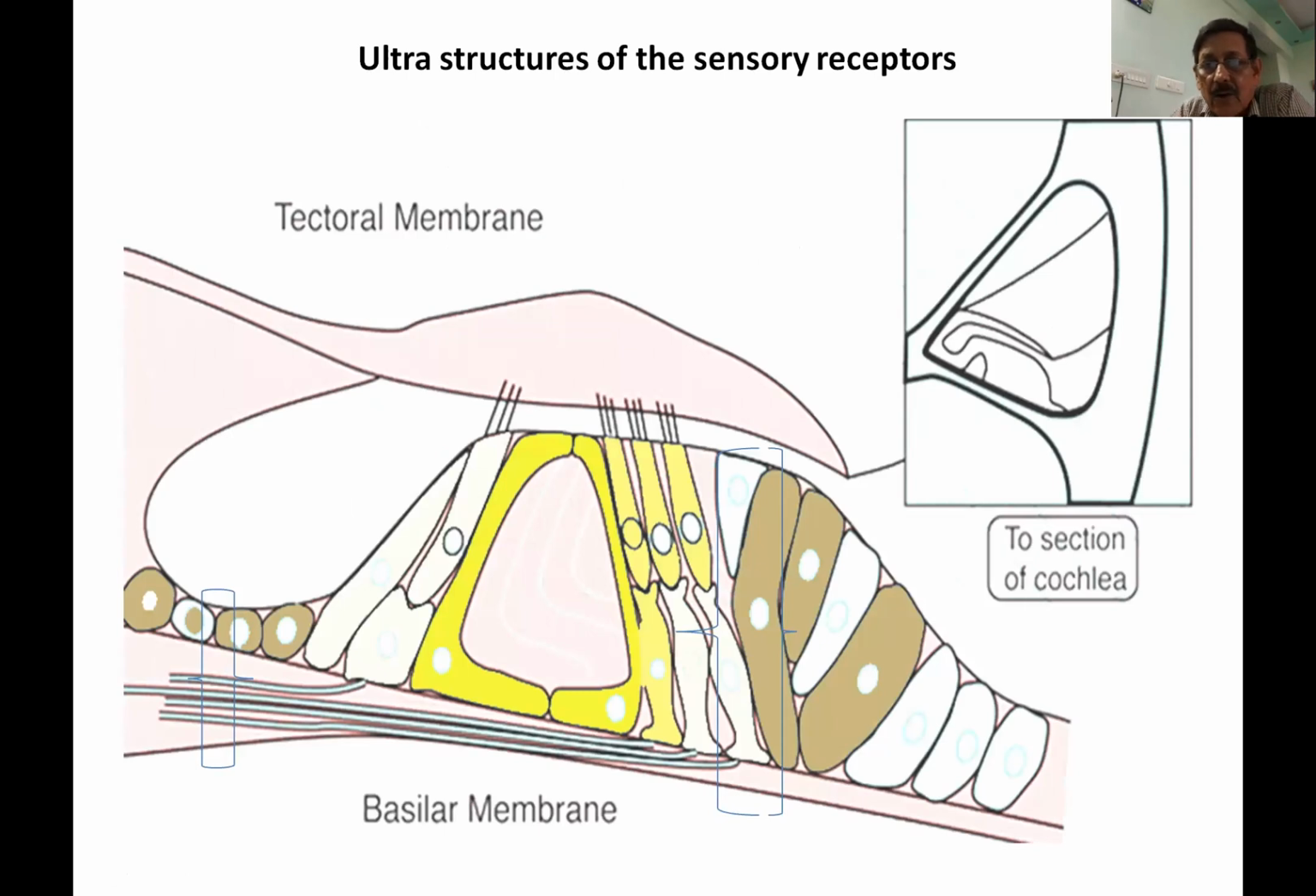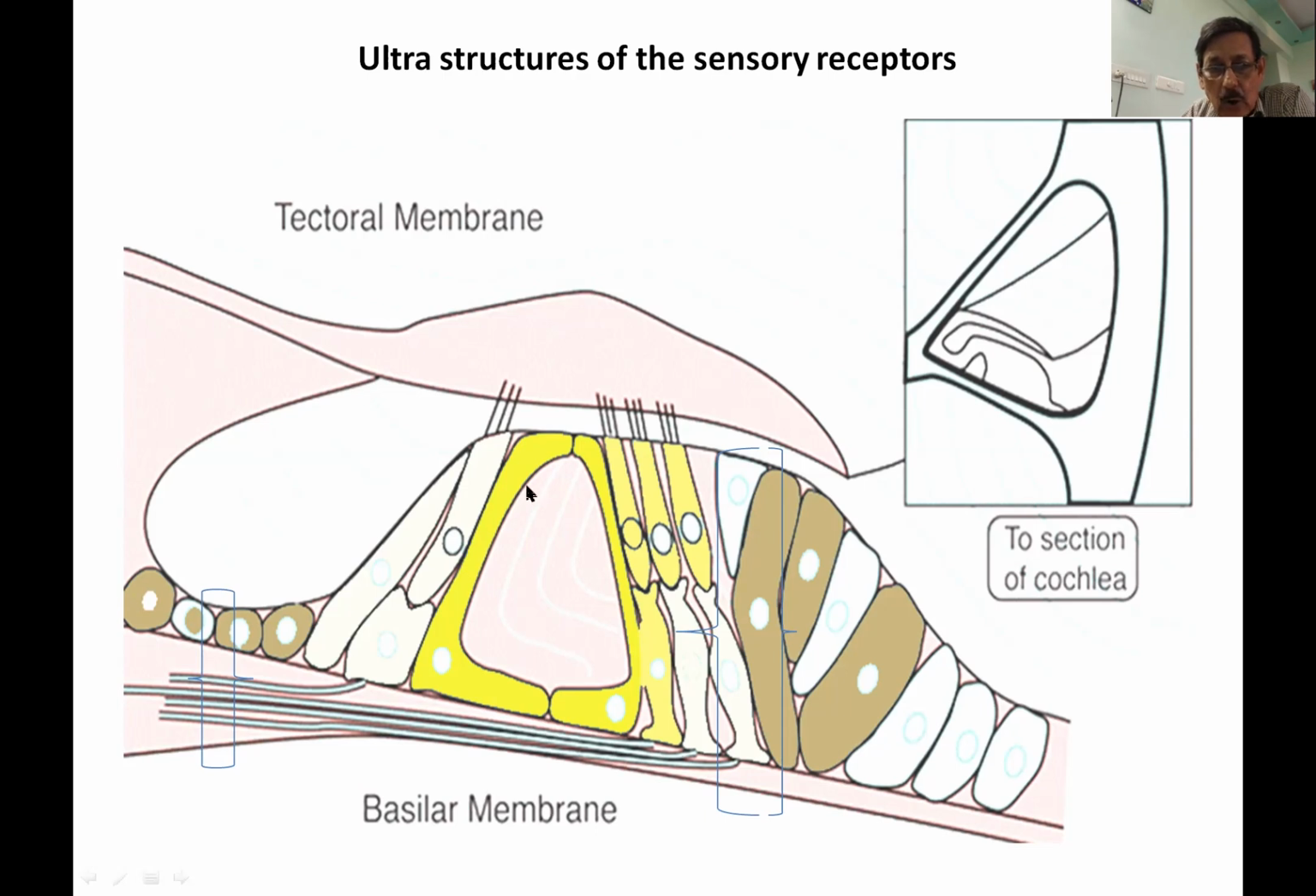The structure of the receptor organ, that is the organ of hearing, the sensory organ. You see, this is the osseous spiral lamina. There, this is the basilar membrane, and the tectorial membrane is not shown here. The basilar membrane contains the hair cells and supporting cells.